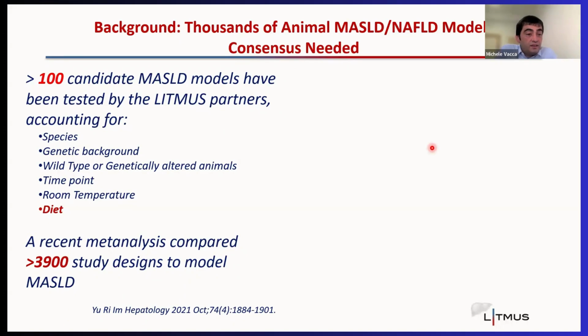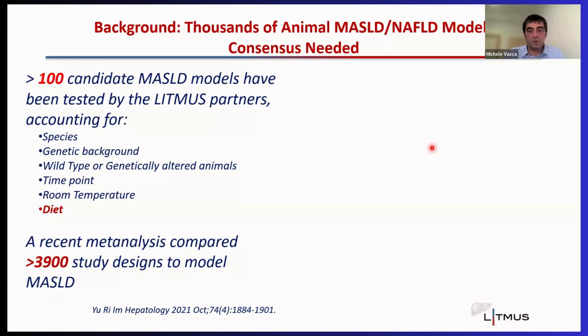To let you understand the degree of the problem, just within our consortium, more than 100 candidate MASLD models had been tested when we started, when accounting for species, genetic background, what type of genetically altered animals, time points, room temperature, or diet. And this is really a small proportion of what is available in the literature, up to a point that a recent meta-analysis compared almost 4,000 different study designs to model MASLD.